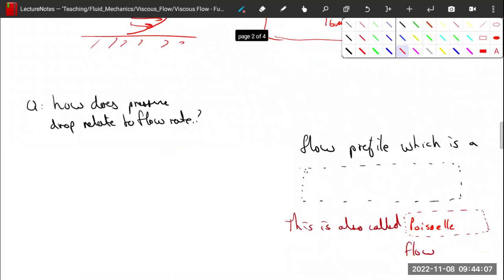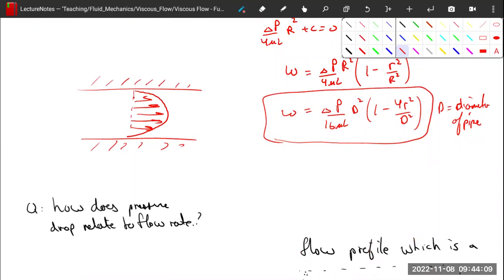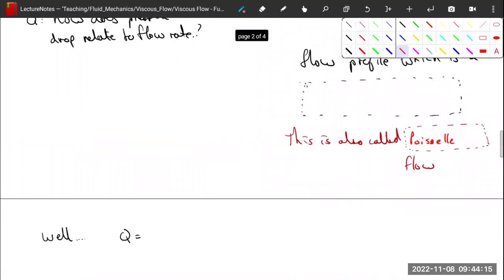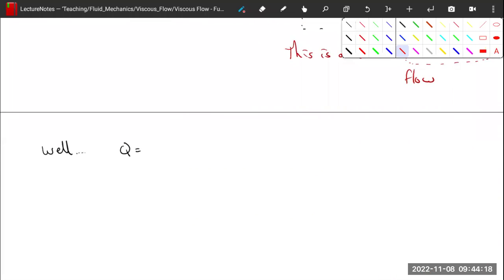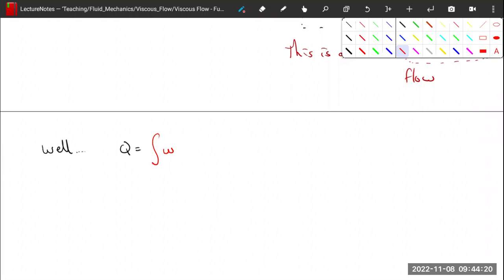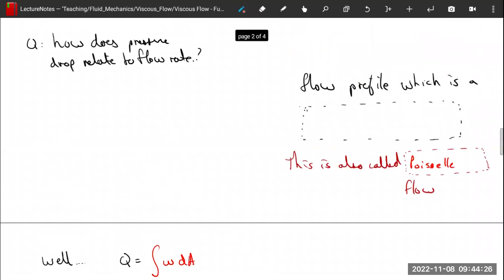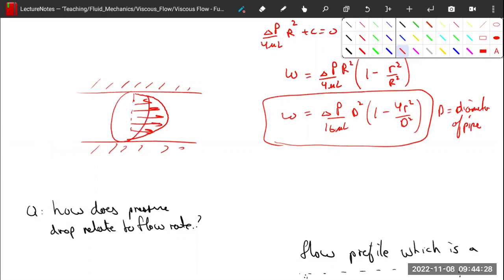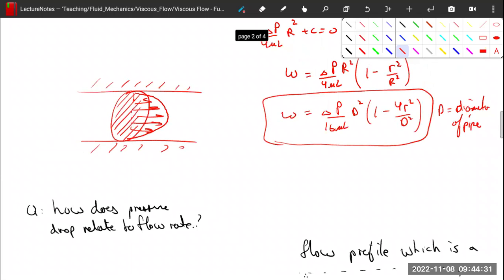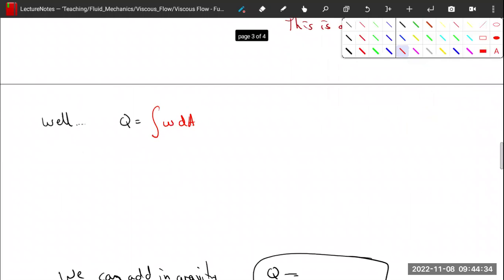This is all great, but for pipes we usually don't actually care about the flow profile. What we care about is the flow rate, Q. So Q is equal to the integral of W dA, the integral of our flow across our area. Our area in our pipe is this whole circular cross-sectional area here. So we have to integrate this flow profile across this cross-sectional area, which means we have to use ring integration yet again. So this is the integral from 0 to capital R of W 2 pi r dr.